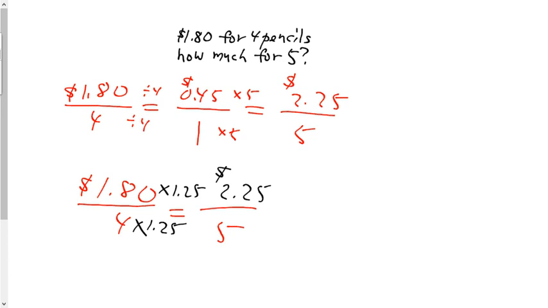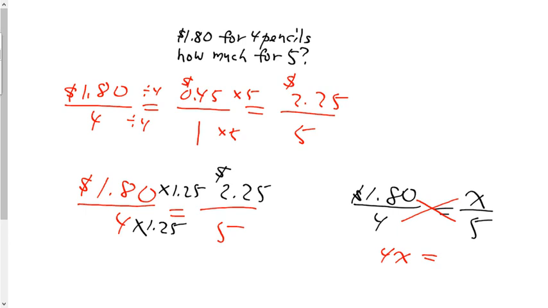But the method that most of you probably chose because you like it so much is proportional reasoning using algebra, or the cross multiplication method. 1.80 over 4 equals x over 5. Multiply this way across your proportion to get 4x. Multiply this way across your proportion to get 9. Divide both sides by 4, and x equals 2.25.